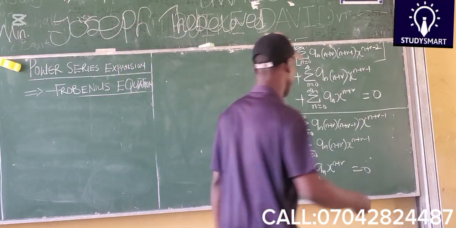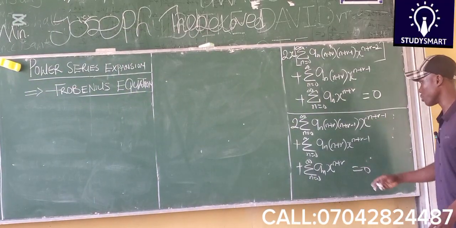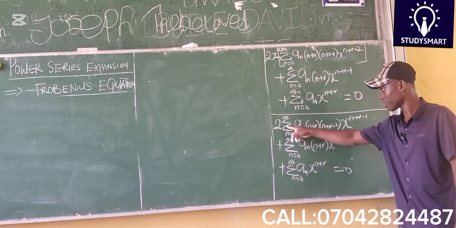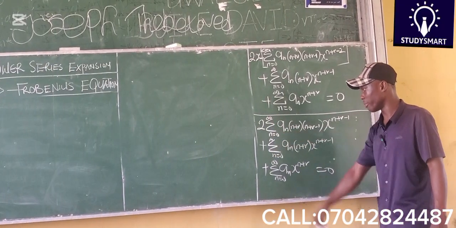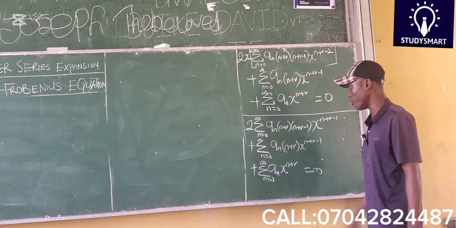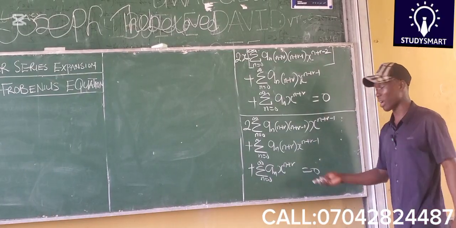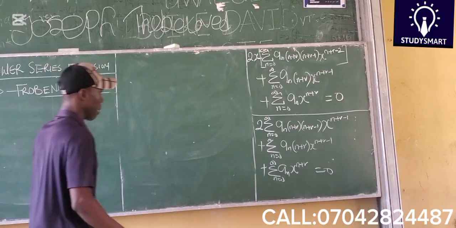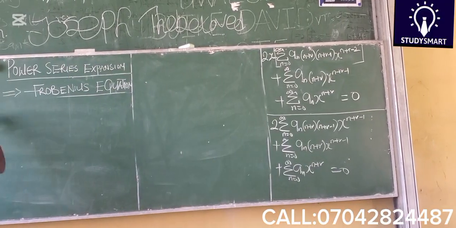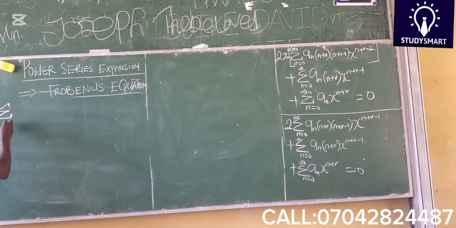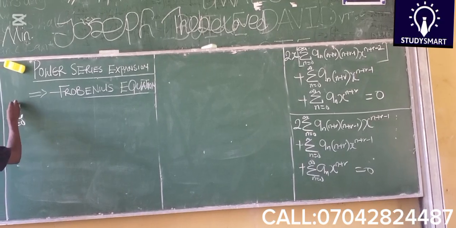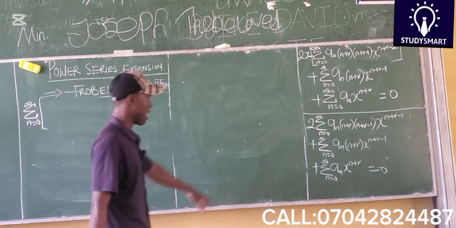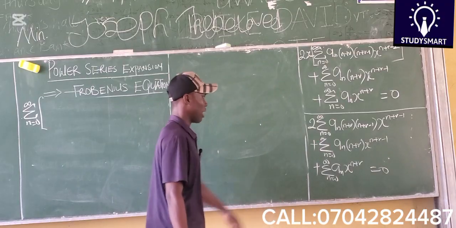Alright, I can factor out this term and this term because they have the same summation, n equal to 0 to infinity, and the powers are the same, so I can factor them out. Let me factor it out over here. I'm going to have the summation n equal to 0 to infinity, and then let me open up a bracket, and here there is still 2.